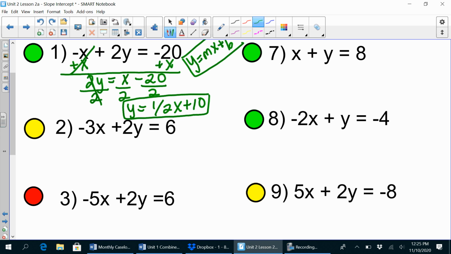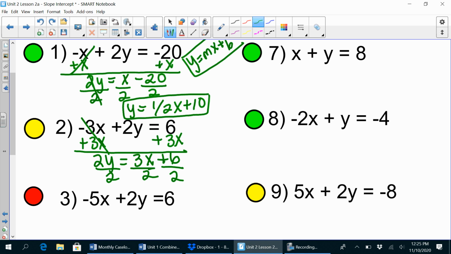Looking at number 2, you would add 3x to both sides, leaving 2y equals 3x plus 6. Divide everything by 2, divide everything by 2. This would be y equals 3 over 2x plus 3. Okay? And you would just leave the fraction as 3 over 2.